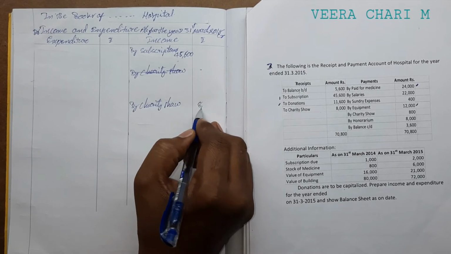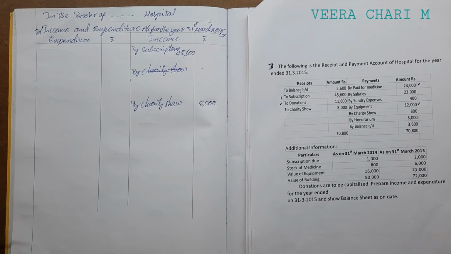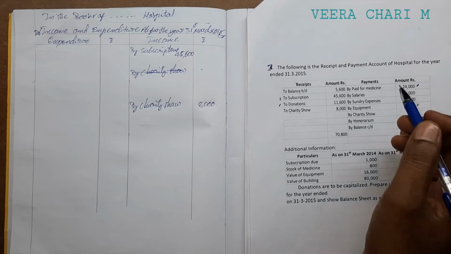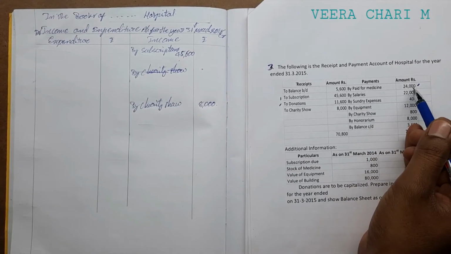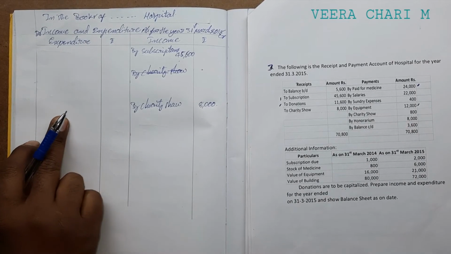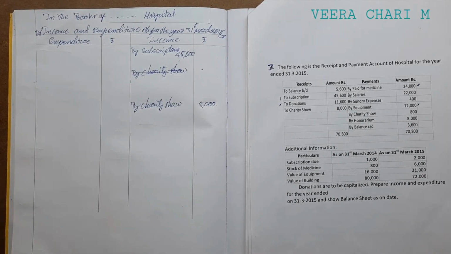That is 8,000 rupees. So all receipts are completed under the receipts and payment account. Now you can go for payments. That is paid for medicines, 24,000. Paid for medicine cannot be taken into the expenditure side. We should consider only whatever medicines are utilized. That's how we can calculate it.